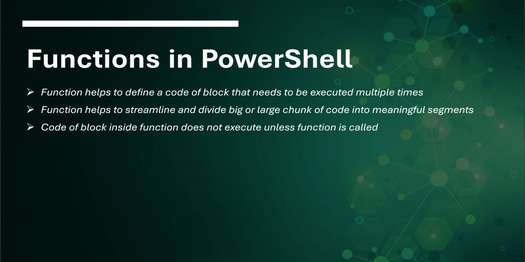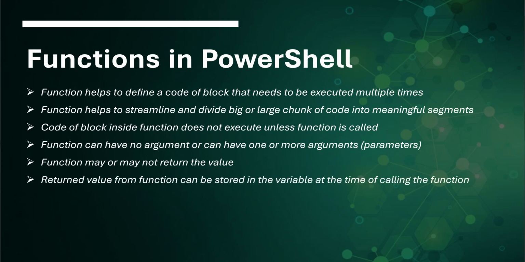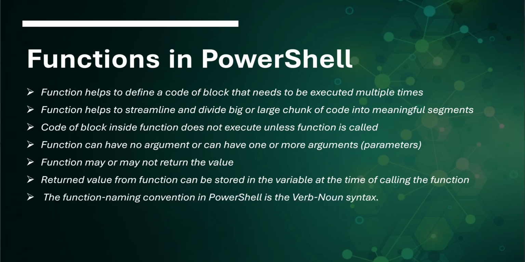A block of code inside the function does not execute unless you actually call that function. A function can have no arguments or one or more arguments. Arguments are also referred to as parameters. A function may or may not return any value. If it returns a value, then the return value from the function can be stored in a variable at the time of calling that function. The best practice for function naming convention in PowerShell is to use verb and noun syntax.